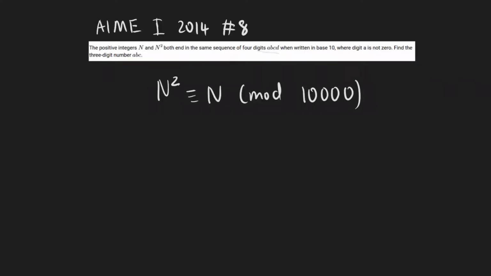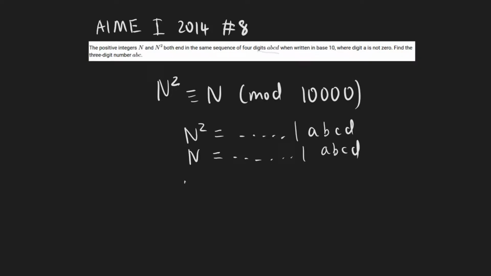Okay, let's start by converting this problem from words into numbers. So the first statement says they both end in the same sequence of 4 digits a, b, c, d when written in base 10. What this means is that n squared is congruent to n mod 10,000. If you're having trouble seeing this, let's just say that n squared equals some digits, and then a, b, c, d, and n equals some digits, and then a, b, c, d.